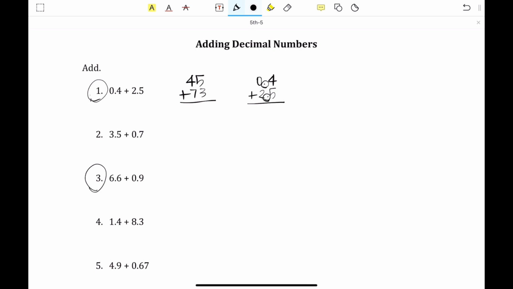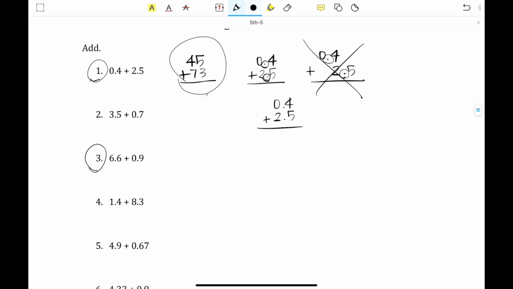So for example, you cannot write 0.4 plus 2.5 like this. This might be a given, but your decimal points have to be aligned. So this is the proper way of writing it. From here, you're just going to ignore the decimal point for now and add them like how you would add whole numbers.